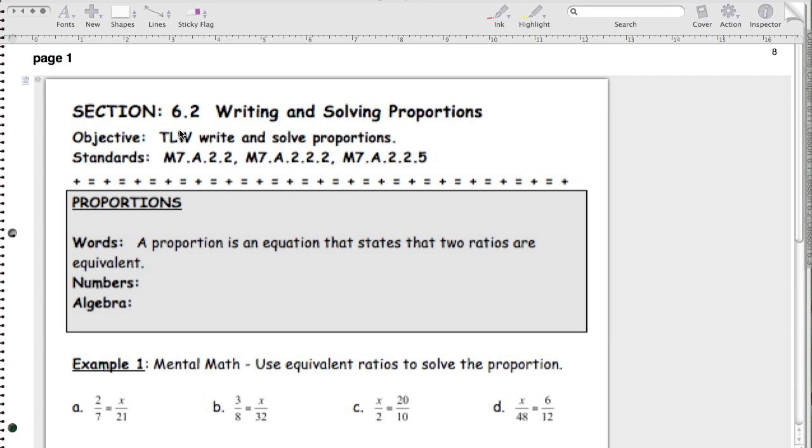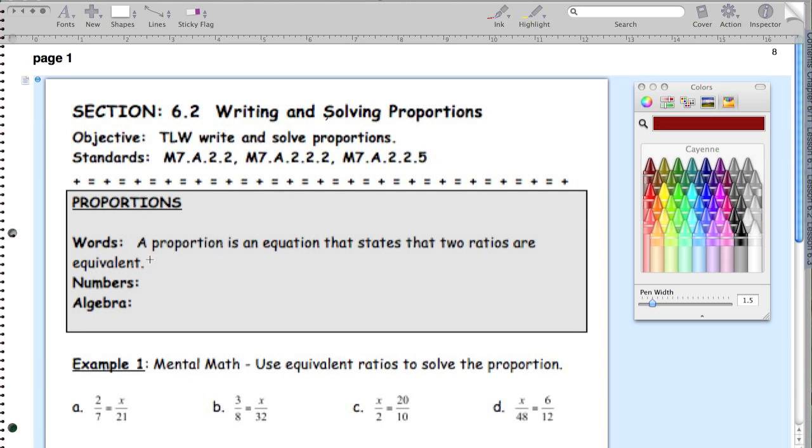Okay, let's take a look at section 6.2, writing and solving proportions. First of all, a proportion is an equation that states that two ratios are equivalent. So we saw yesterday a ratio can be written 3 to 4, 3 to 4 with the actual word, or 3 over 4, which is also a ratio. So there's three different options. We're going to focus on this option, the fraction.